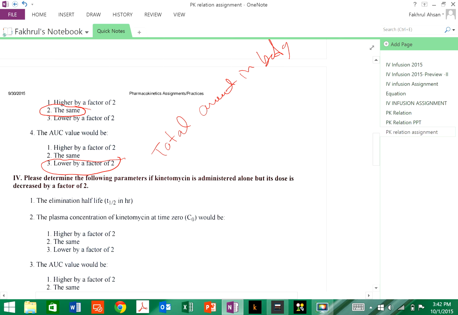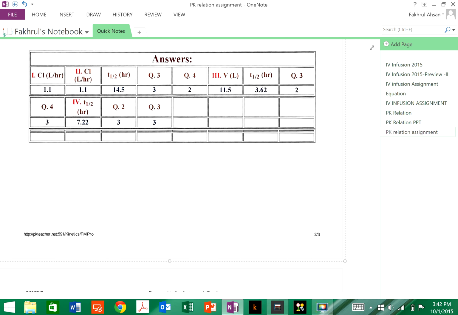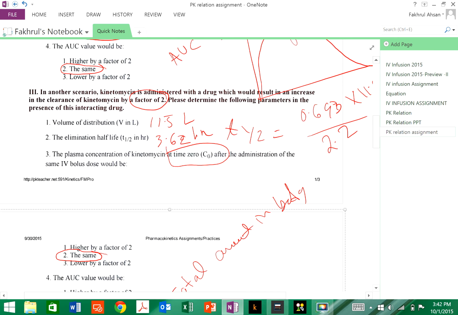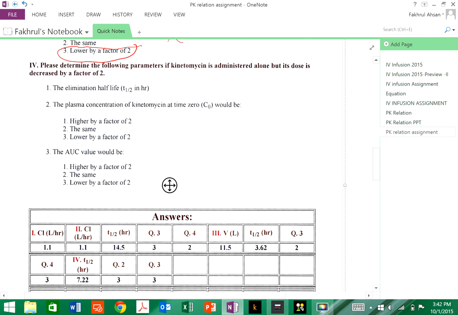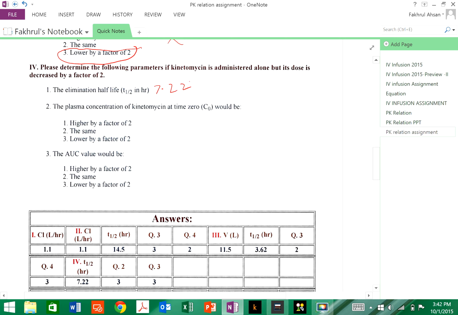So now you have to calculate the parameters. Assuming the dose is decreased by a factor of 2, you just halve the dose. What is going to happen to elimination half-life? Elimination half-life is not affected by dose. So elimination half-life is going to be the same as this one, 7.22. Elimination half-life is not going to change because dose does not affect elimination half-life.